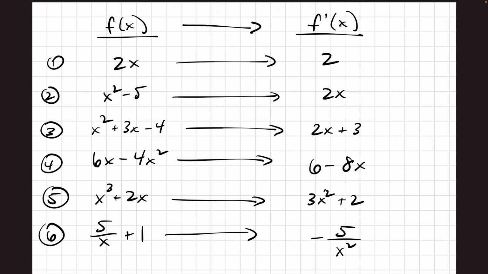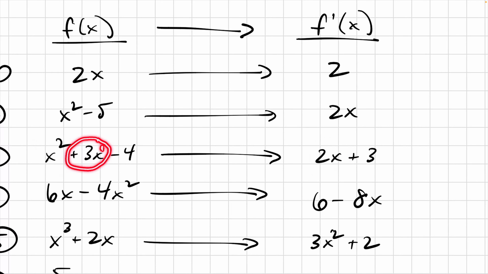X squared plus 3x minus 4. All right, so if I subtract a power from this guy, I get 1, right? And then I multiply by the new power, or by the old power, sorry. That's how I get this guy. This guy had a power of 1, so now it becomes nothing. That's why there's nothing over here.